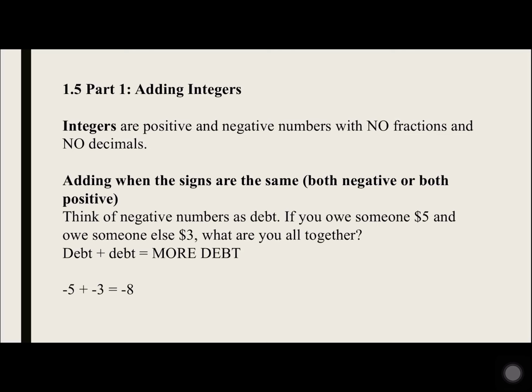Think of negative numbers as debt. If you owe someone 5 and owe someone else 3, what are you altogether? Debt plus debt equals more debt. Negative 5 plus negative 3 equals negative 8. If you owe 5 plus owe 3, you owe 8 in all.